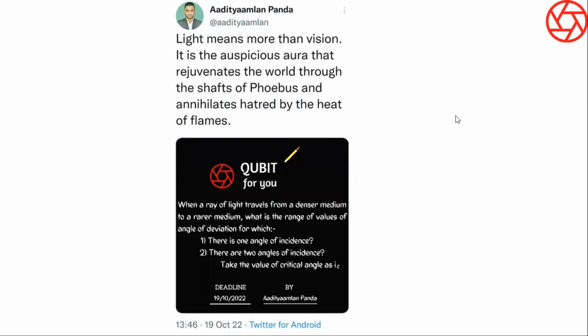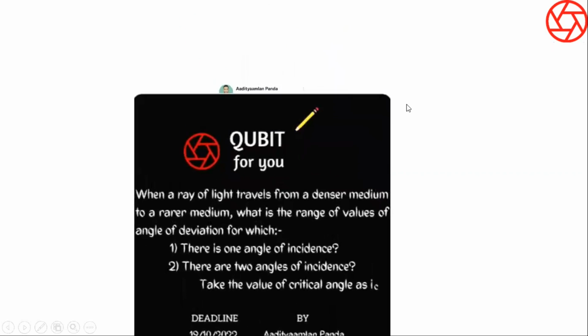I am here to discuss with you the question which we had posted in the community post of Being IITian channel. So here is what the question said. When a ray of light travels from a denser medium to a rarer medium, what is the range of values of angle of deviation for which there is one angle of incidence for every angle of deviation and there are two angles of incidence for every angle of deviation?